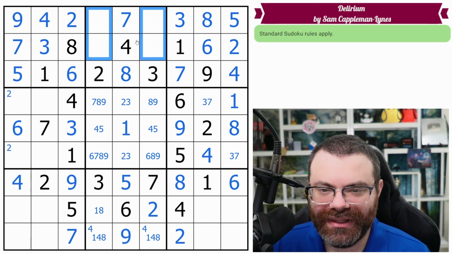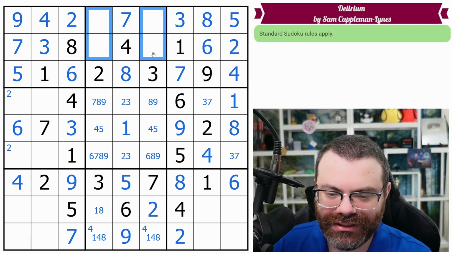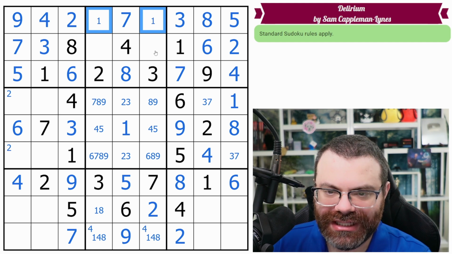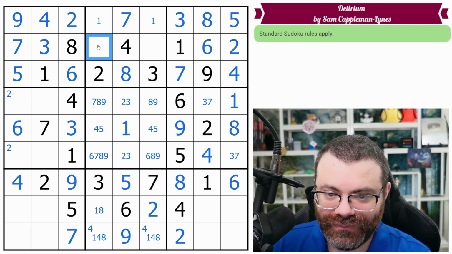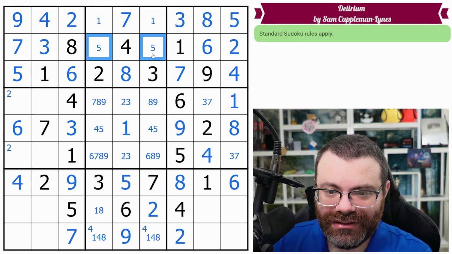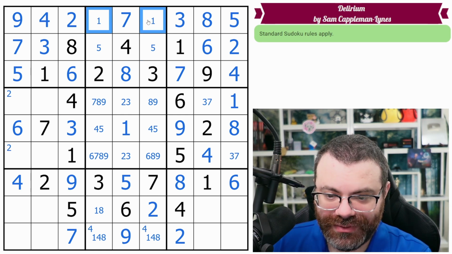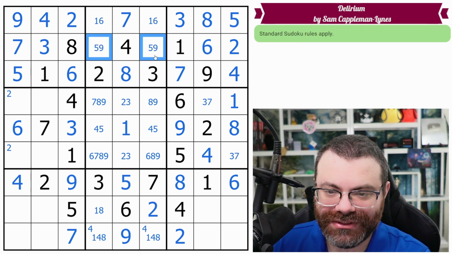How about up here? It's 2 pairs. So the box needs a 1, which is up here. The box needs a 5, which goes down here. We need a 6, which goes up here. And then we need a 9, which goes down here. Wonderful.